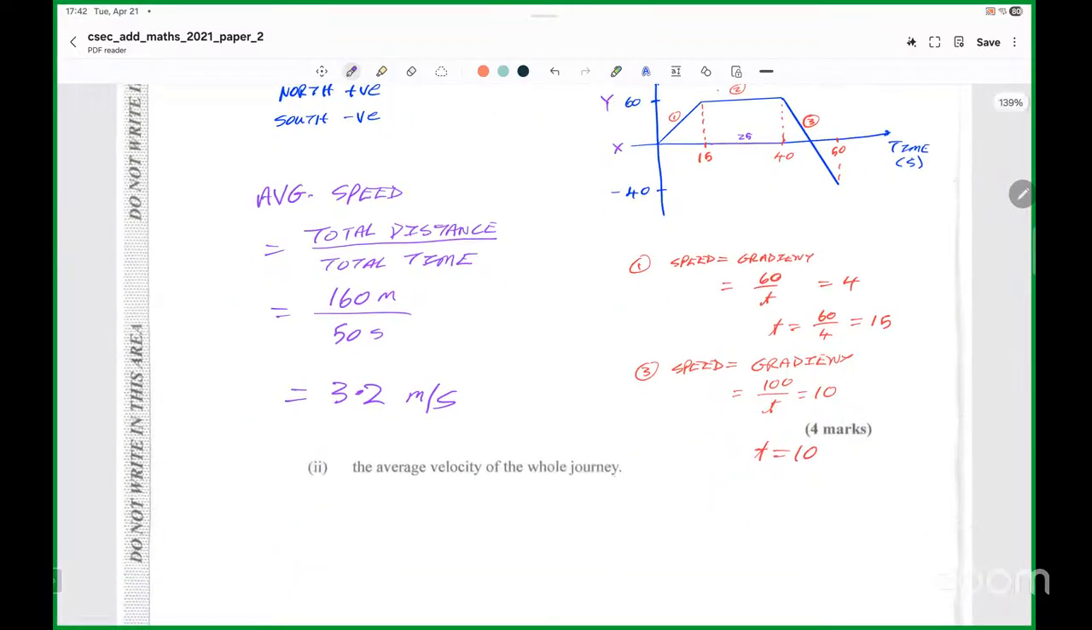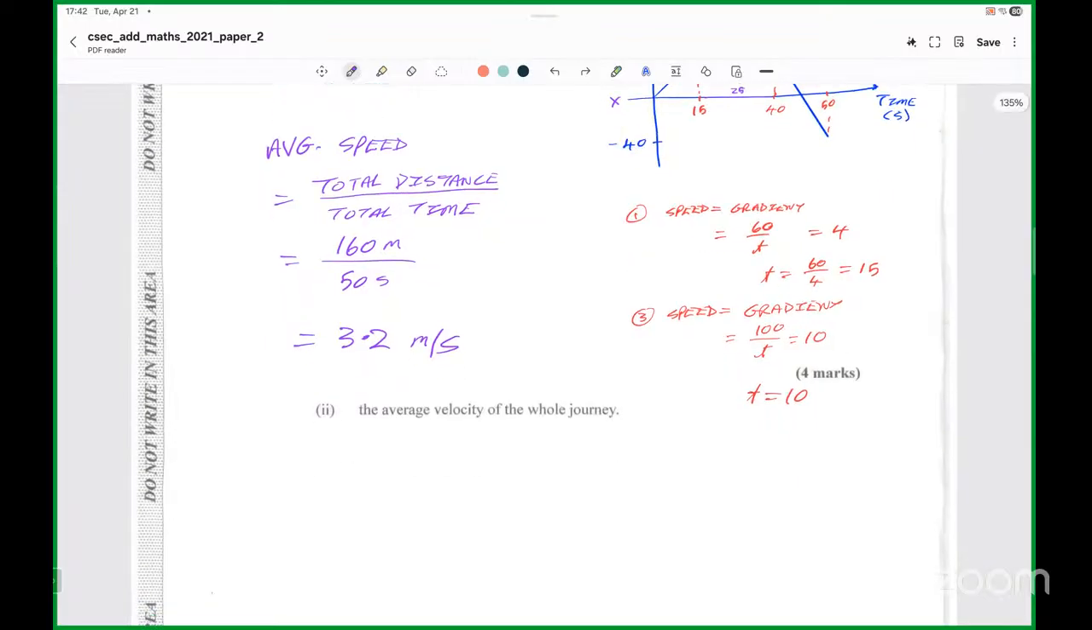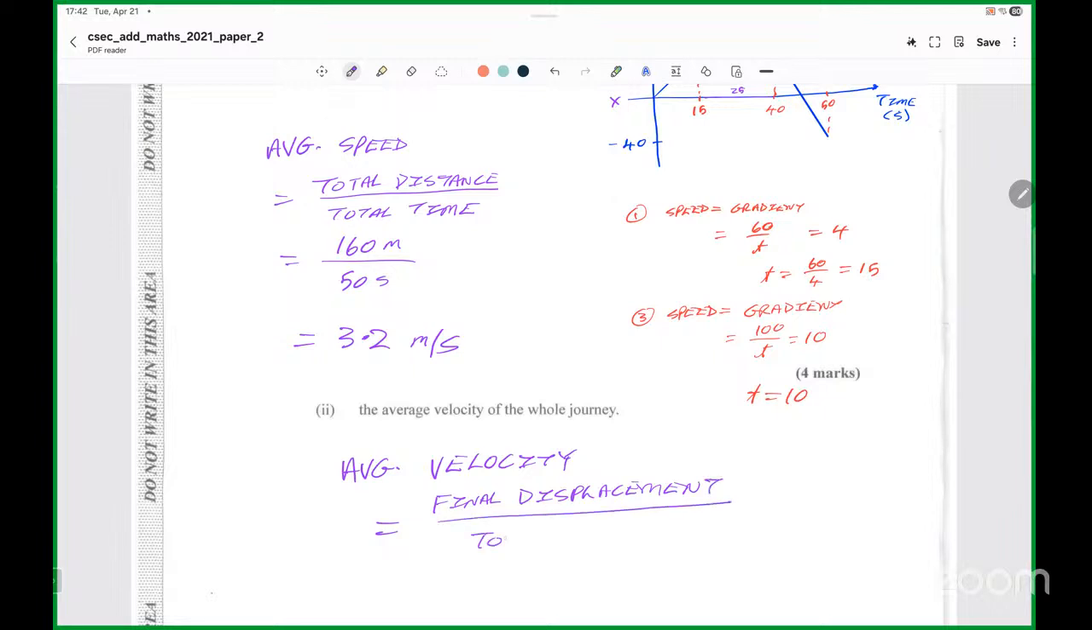Next part now asks us for the average velocity. The difference is that velocity has direction in it. So you can look at it this way: speed is distance over time, velocity is displacement over time. That's the difference. And displacement is distance in a particular direction. So average velocity is equal to total displacement, or final displacement, or net displacement, over the total time taken for that displacement.